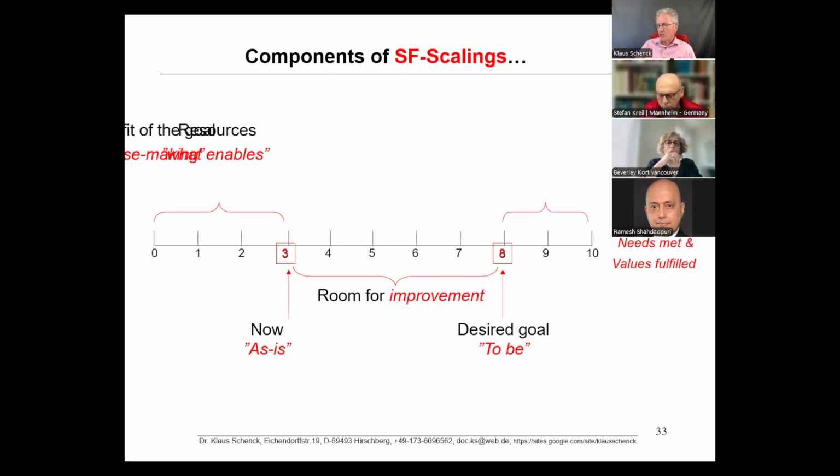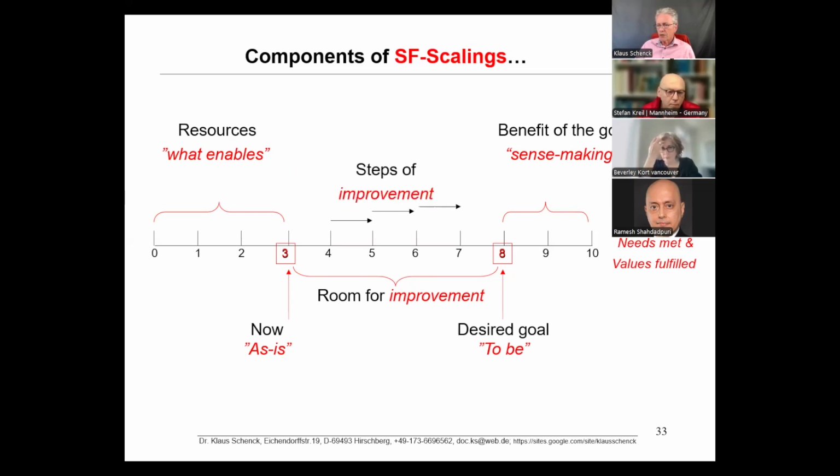And there is this sense-making room. Once you have reached good enough on the scale, what would that be good for? What makes it sensible? What makes it useful? What is the purpose of reaching good enough? And that's the points on the scale beyond good enough, between good enough and perfect, and ideal, the future perfect. And in between, you break down the room of improvement in steps of improvement. And the most important one is step number 1. Where do you start?